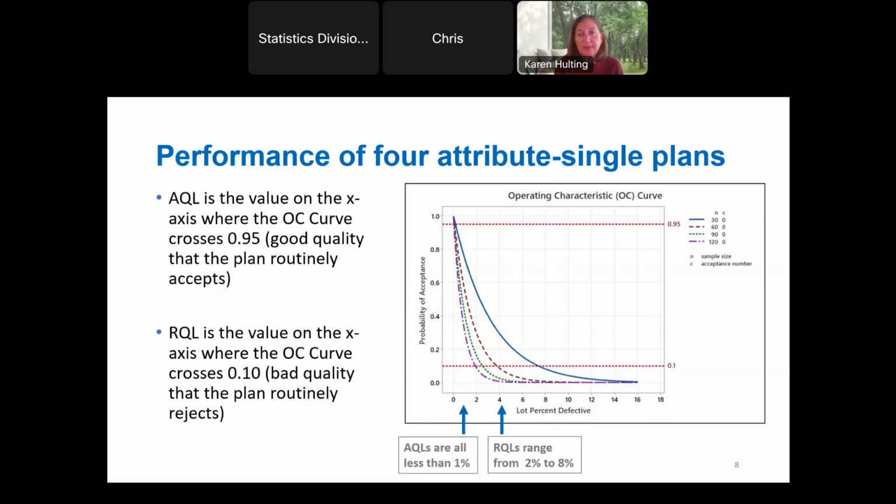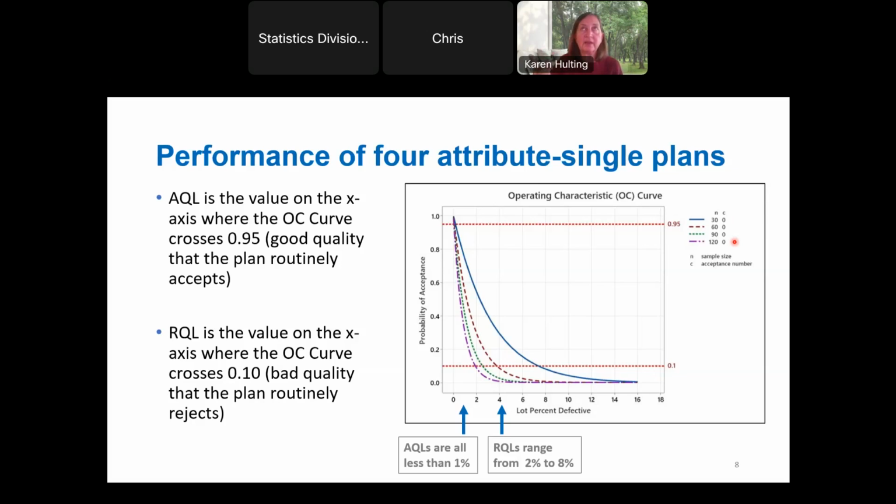Okay. So let's look at some very typical attribute single sampling plans. I can really only speak for the industry that I've been in most recently for a long time, and that's medical device. The medical device industry really likes accept on zero plans. And so this illustration here shows you 4 different attribute single sampling plans. They all have acceptance numbers of 0. They just have different sample sizes. And so we'll see how those sample sizes affect the OC curves.